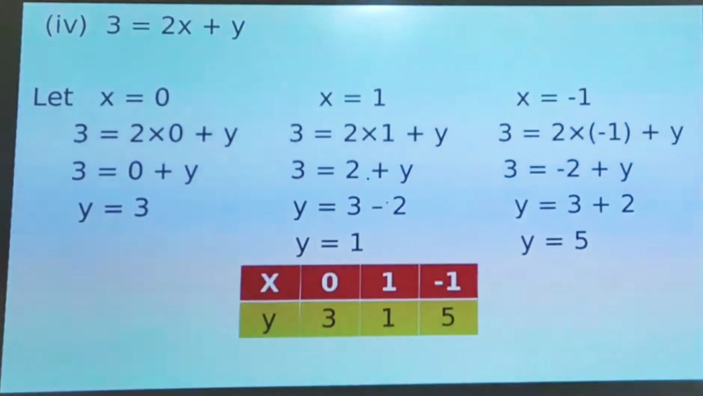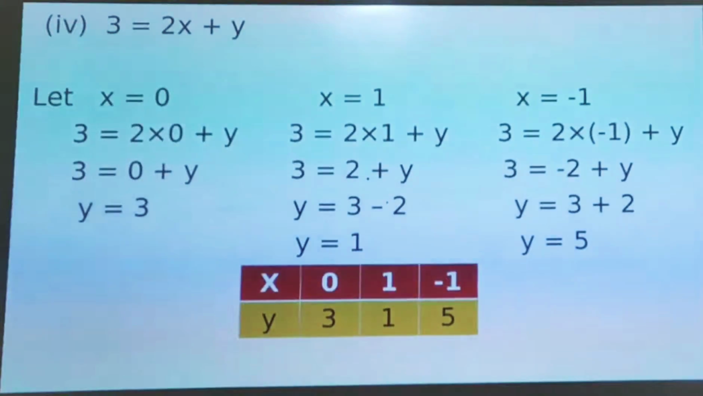Again, we take the value of x as 1. So we insert the value of x as 1 in the given linear equation. That is 3 equal to 2 into 1 plus y. Further solving, 3 equal to 2 ones are 2, that is 2 plus y. That is y equal to 3 minus 2. We transpose 2 from the right hand side to the left hand side. So we will get y equal to 1.